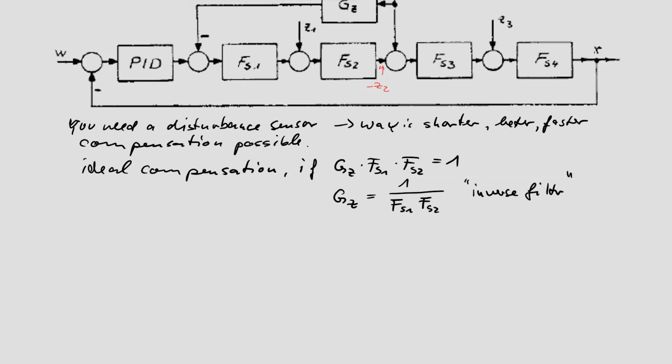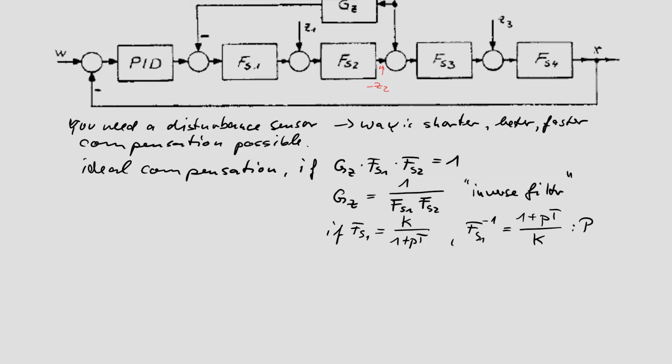Inverse means if this is a low pass, you need a high pass. If this is a PT2, you need a notch filter. If fs1 is k divided by 1 plus pt, then fs1 to the power of negative 1 is the inverse, is 1 plus pt divided by k.